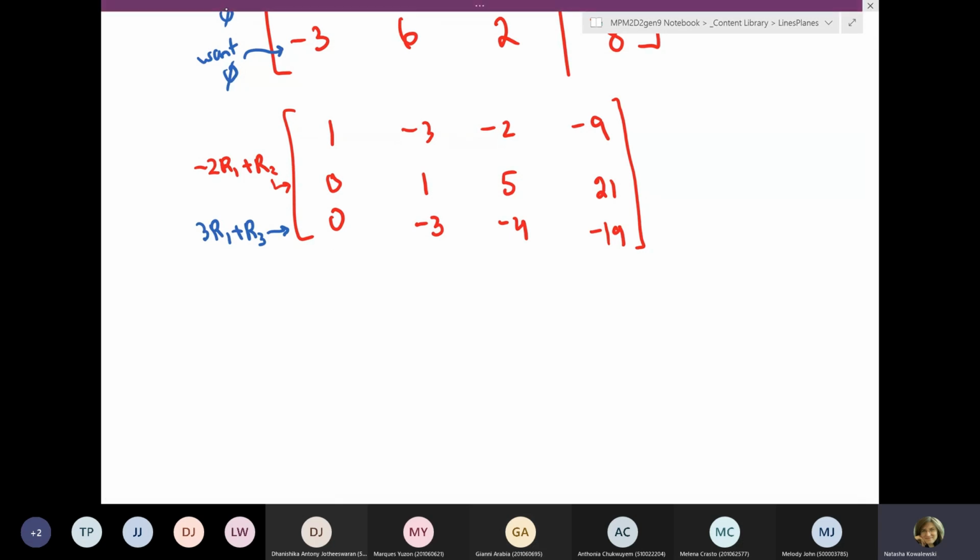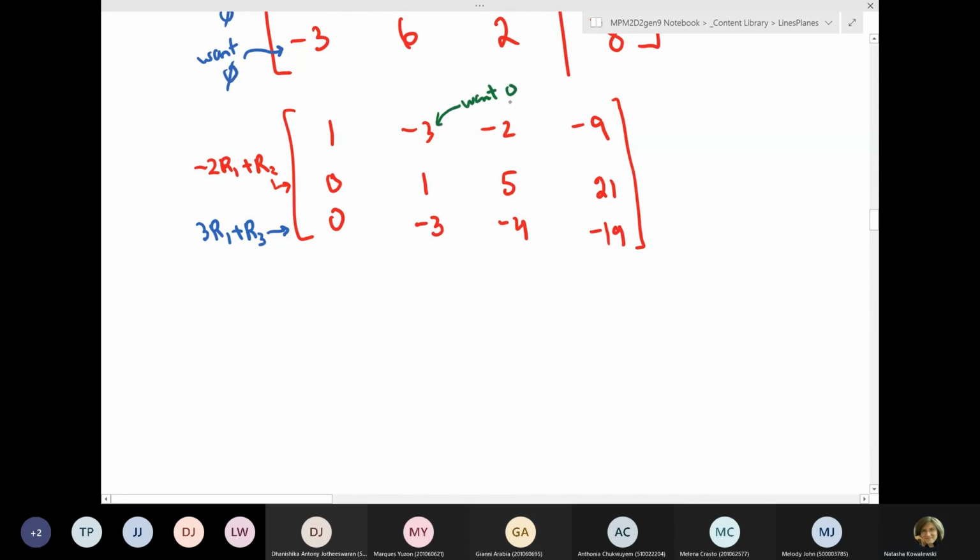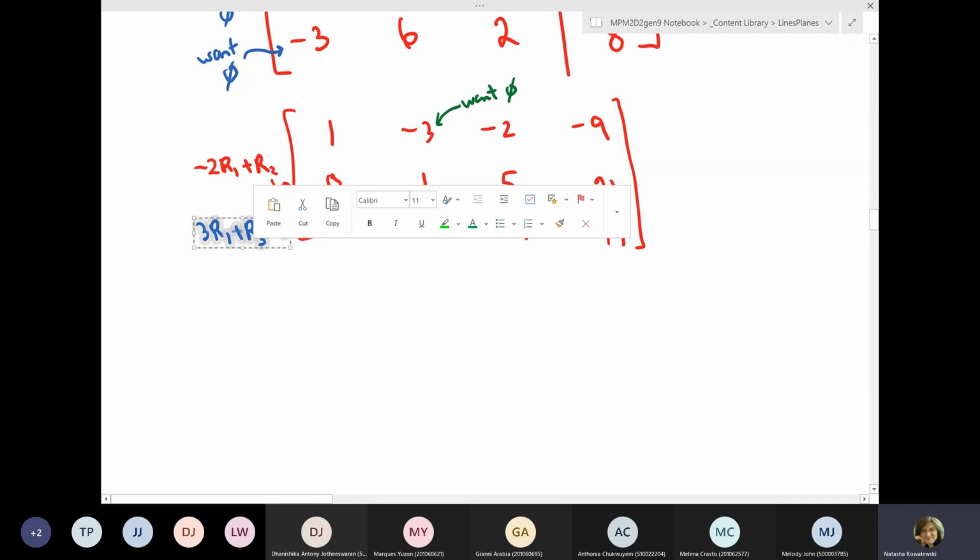Let's do a different color, again for rough work. Because I want a 0 over here, that's our goal. So what I can do is take row 2 and multiply that by 3. I'll just put that somewhere as rough work. So this should probably be in red. Can I change it?